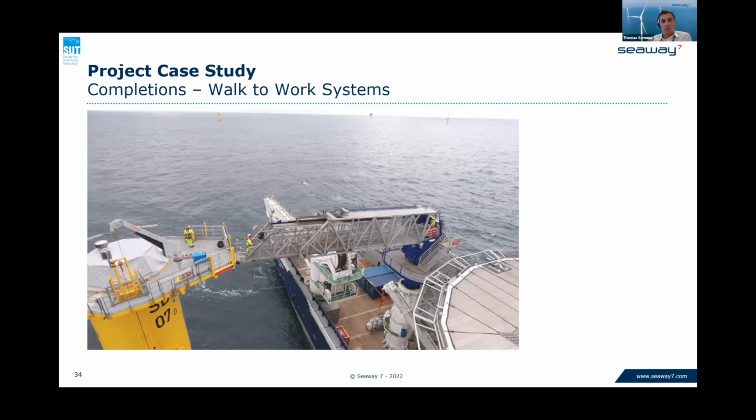So there's these walk-to-work systems which you can get either installed onto the back deck of an HLV, or ones which are integrated already on designated vessels. And this has become, I guess, the industry standard in terms of bringing people onto the TPs to do the completion works. If you think about escape routes from a foundation, safety, taking the equipment across, and also the workers' welfare, these systems are very good at moving people between vessel and the work site.